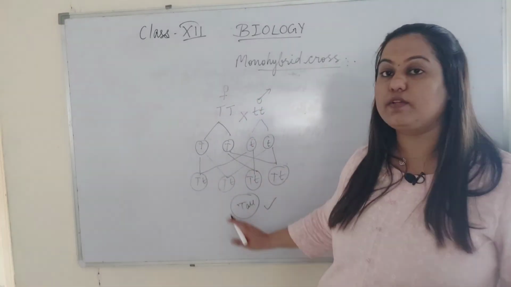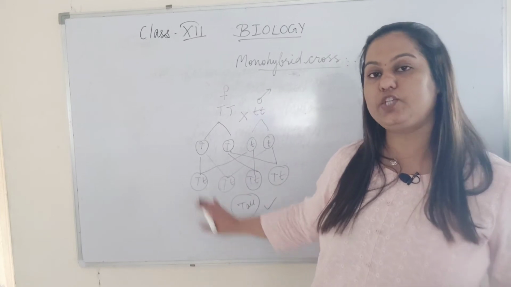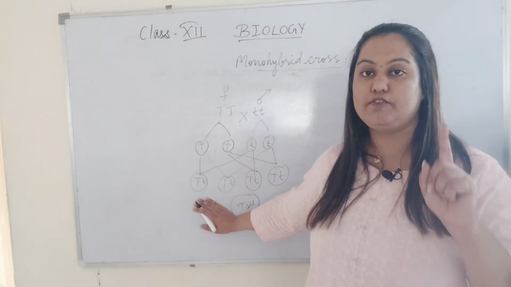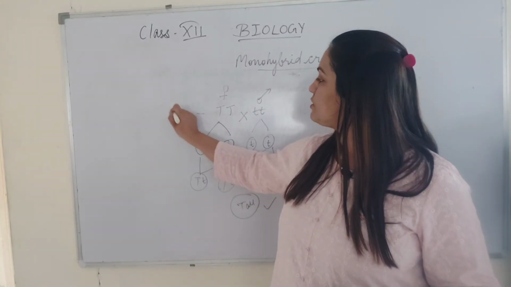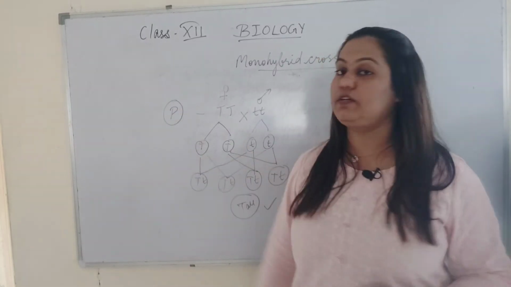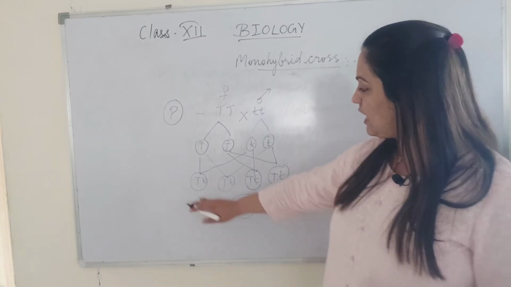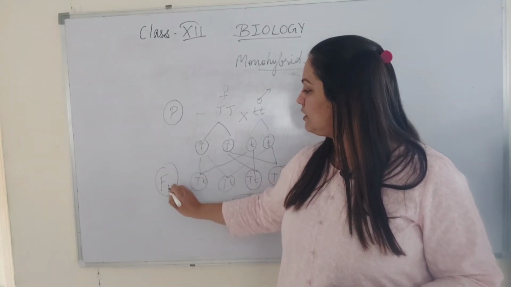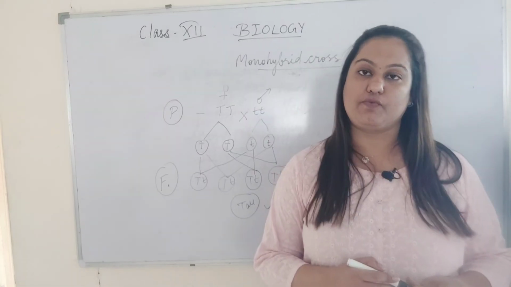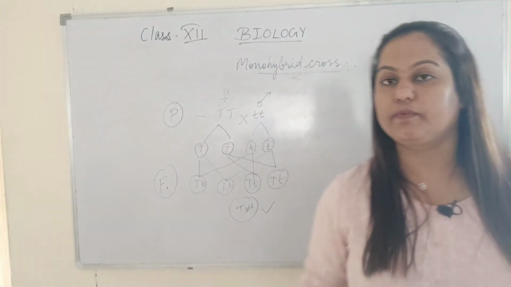So this was the monohybrid cross in which we have concluded till the first generation. Now, what are these called? This generation is called the P generation or parent generation. And the first generation is called the F1 generation. You can also call it the first filial generation.